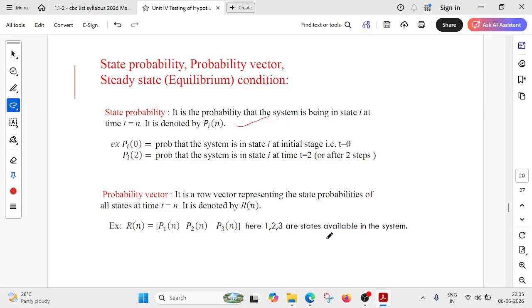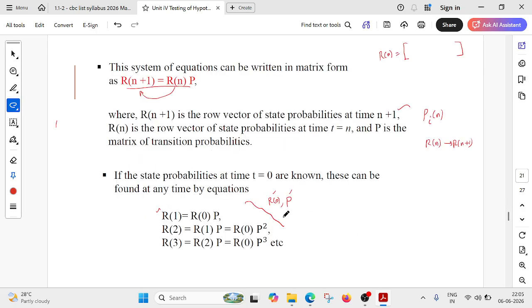Probability vector is a row vector representing the state probabilities of all the states at time t equals n, and it is denoted by r(n). r(n) equals p1(n), p2(n), p3(n). Here 1, 2, 3 are the states available in the system. Next, the system of equations can be written in matrix form as r(n+1) equals r(n) times P. This P is called the transition probability matrix.